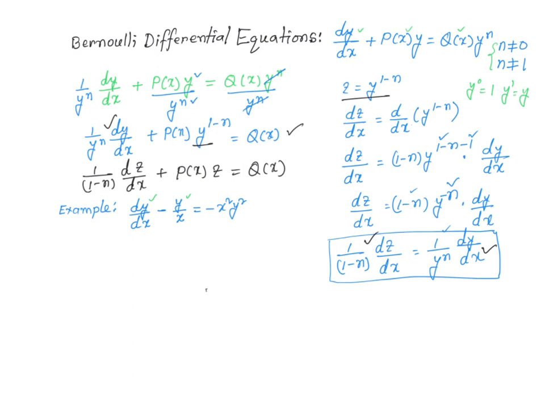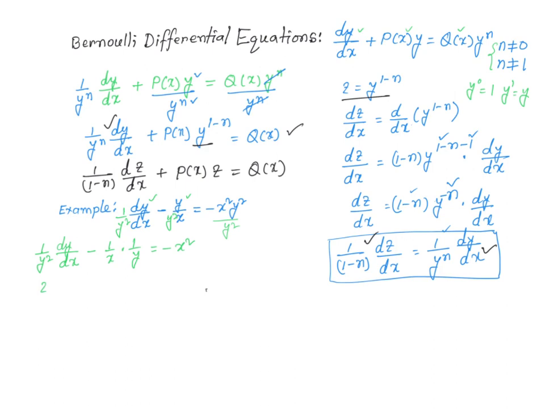So to solve this, we are going to divide both sides by y squared. If I did that, I'm going to get 1 over y squared dy/dx minus 1 over x times 1 over y is equal to negative x squared. Now I can do my substitution.